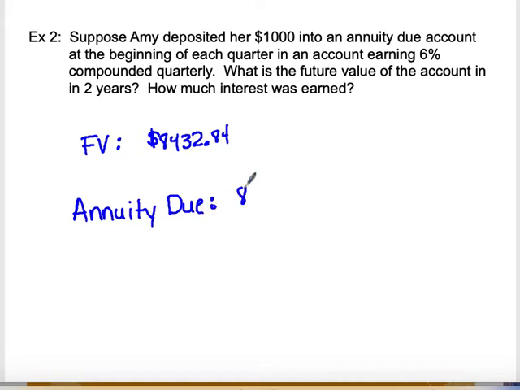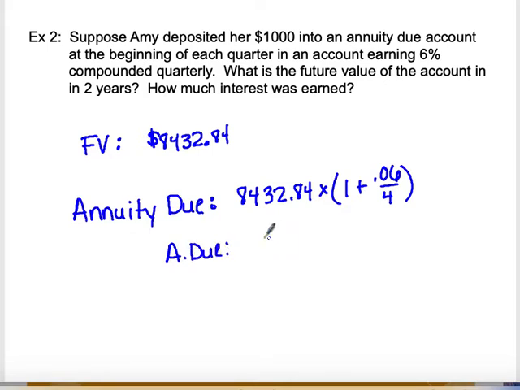Now, since this is an annuity due, I want to add one more period of interest. So I'm going to take that $8,432.84 and I'm going to multiply that by 1 plus 0.06 divided by 4. And that's going to make my annuity due be $8,559.33.